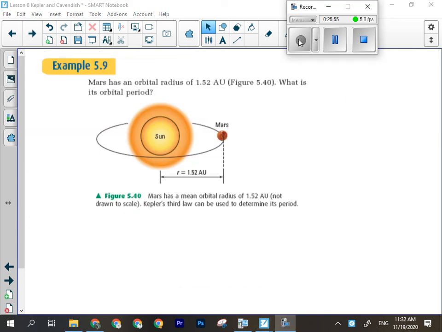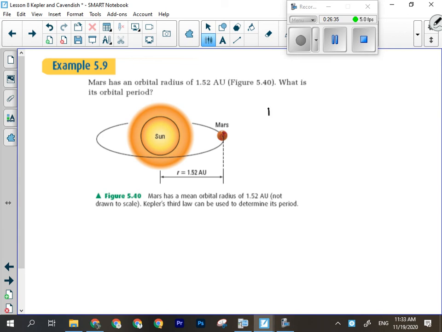We're looking for the orbital period of Mars if we know its orbital radius. Now, what other planet in our solar system do we know the orbital radius and orbital period of? Earth. What's Earth's orbital period? 1 year. Okay? Everybody okay with that? 1 year. All right. And what's Earth's orbital radius? 1 astronomical unit. Okay? The distance from the center of the Earth to the center of the Sun is the Earth's orbital radius, and it's 1 astronomical unit.